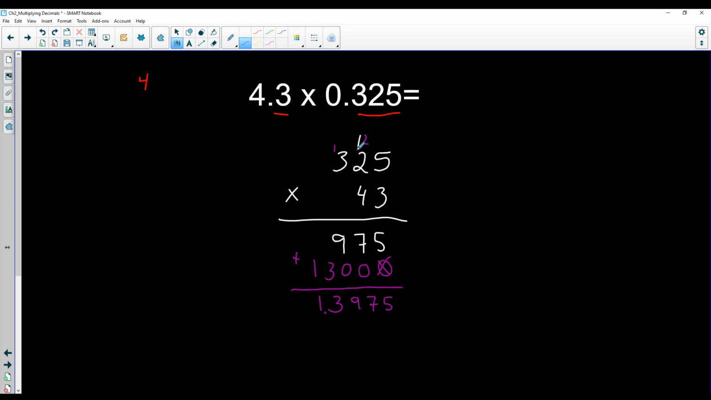We can do a quick little visual check. 4.3 is almost 4 multiplied by almost 1, which would be about 4. So this is a reasonable answer. We didn't accidentally put the decimal in the wrong place, because that would not look right. So again, always do a quick little visual check. Go ahead and try out some examples on your own.